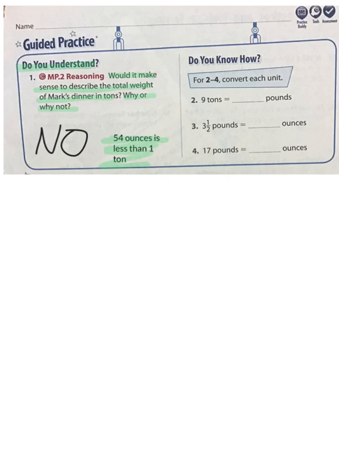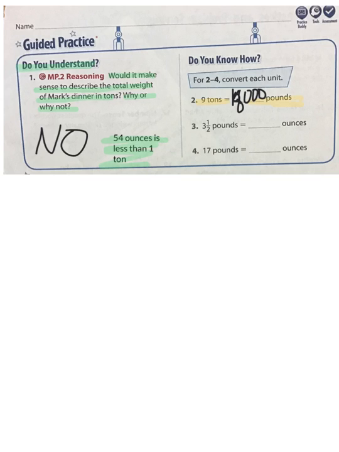All right, let's look at number 2. We want to convert 9 tons into pounds. Well, we know that there are 2,000 pounds in a ton, so you just need to multiply 2,000 times 9. And 2 times 9 is 18. And then just put your 3 zeros. And this right here is an 8.